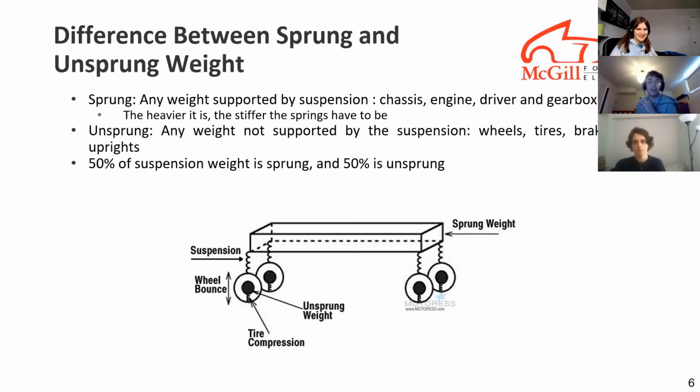Unsprung weight, on the other hand, is any weight that is not supported by the suspension. This includes the wheels, the tires, the brakes, or anything that is below the suspension. Obviously, the suspension has a certain weight and as such will count as either sprung or unsprung mass. Usually, we estimate that about 50% of the suspension weight will be counted as sprung mass and the other half as unsprung mass.